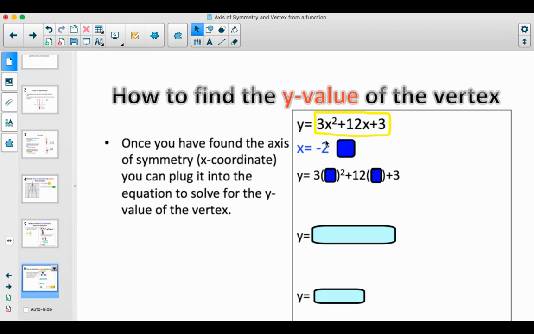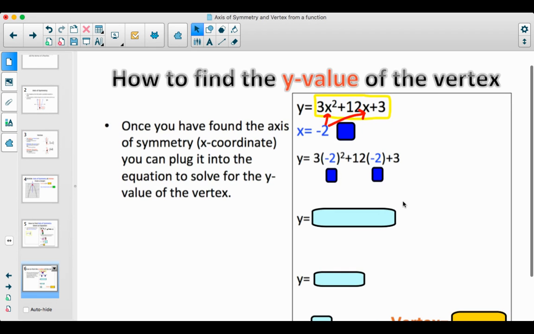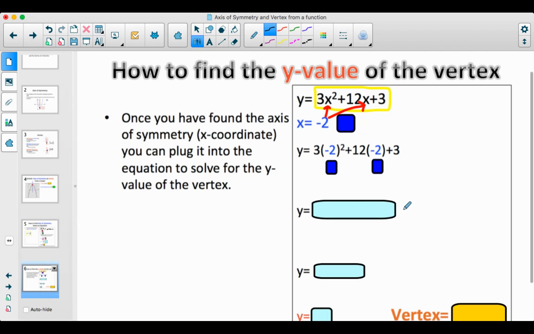So to do that, we need to take the number we got for x and plug it in to the function wherever there is an x, right? So I'm going to replace this x with a negative 2 and this x with a negative 2. So now we have 3 parentheses, negative 2 squared, plus 12 parentheses, negative 2 plus 3. Now we just need to solve. When you're solving, you could put this right in your calculator. You need to make sure you include the parentheses, but let's work it out.